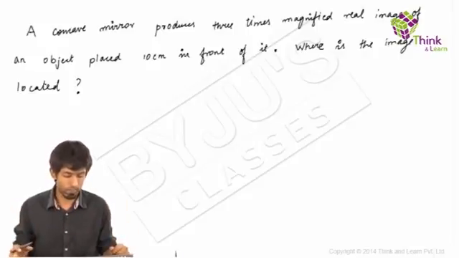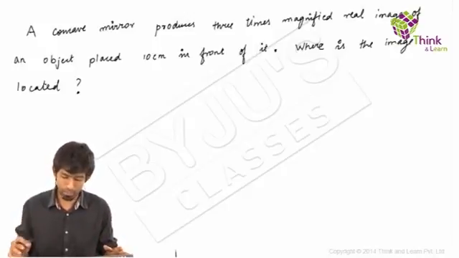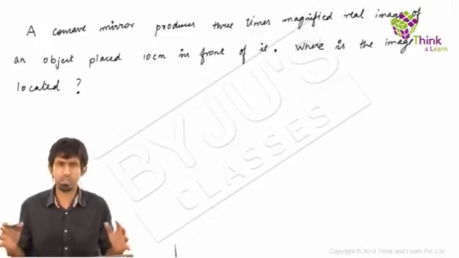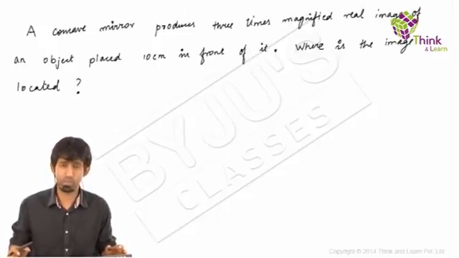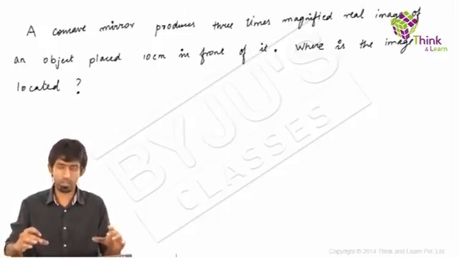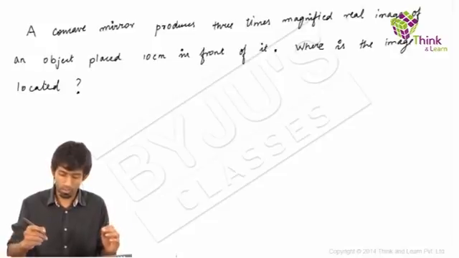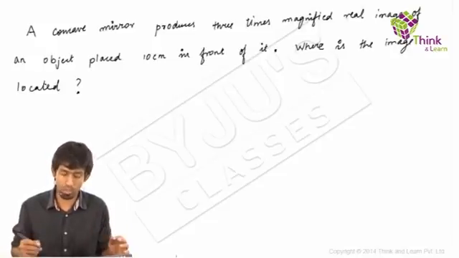The first question: a concave mirror produces a 3 times magnified real image of an object placed 10 centimeters in front of it. Where is the image located? If I read it that way, I'm already beginning to get bored. A concave mirror produces, okay. Let's just take this and, as we read it, represent it and then start solving it.